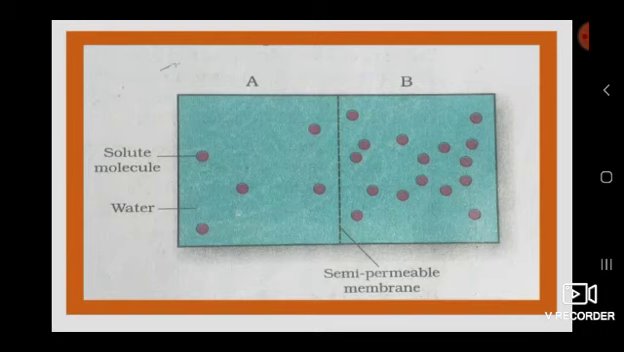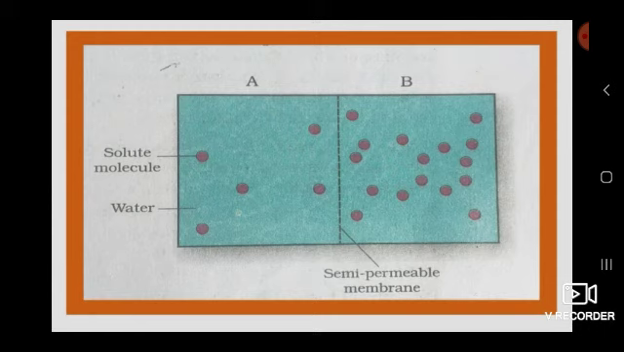Chamber A and chamber B. Chamber A contains more water and fewer solute molecules, and chamber B contains more solute particles compared to A. It means chamber A has more water potential compared to B. So what will happen after some time? Molecules are transferred from chamber A to chamber B.